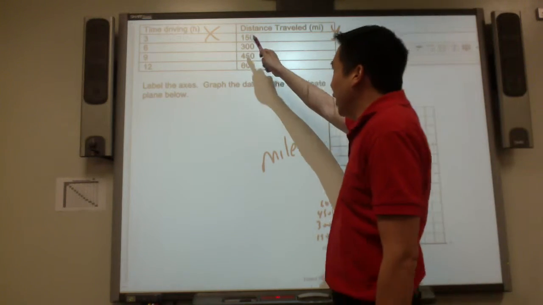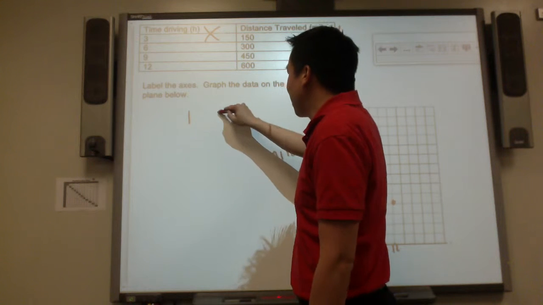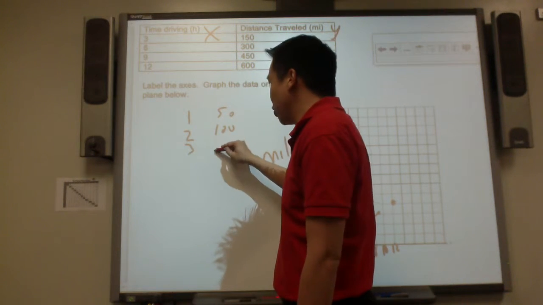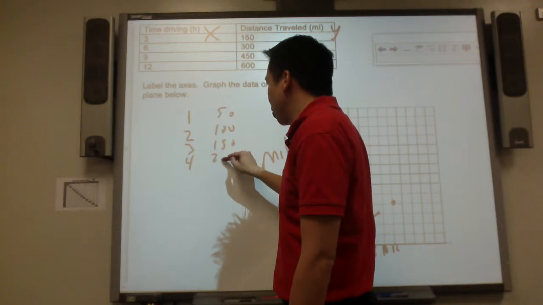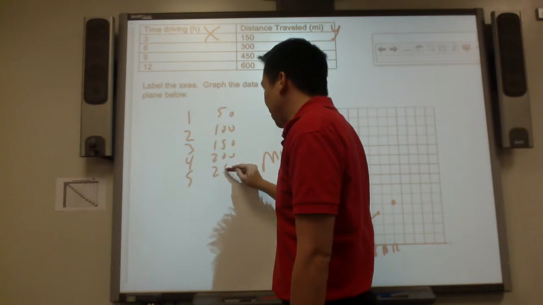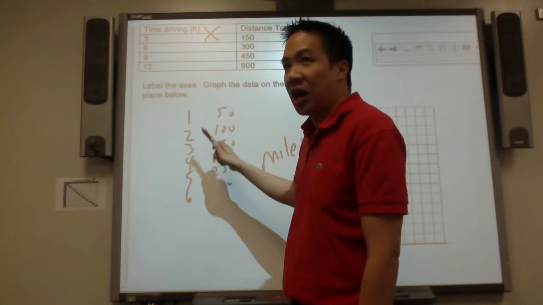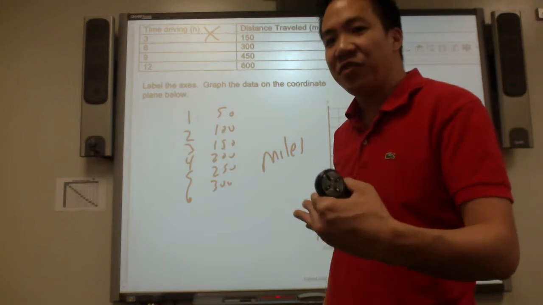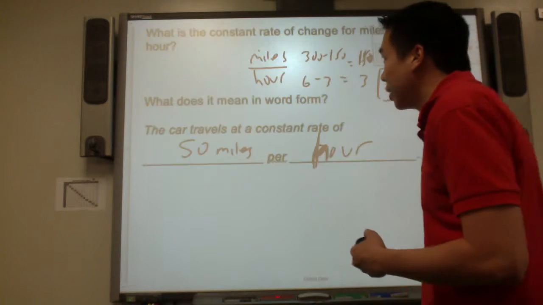So, in 1 hour, it drives 50. 2 hours, drive another 50, 100 miles. 3 hours, 150 miles. 4 hours, 200 miles. 5 hours, 250 miles. 6 hours, 300. So it's a constant rate. It is increasing 50 miles per hour.